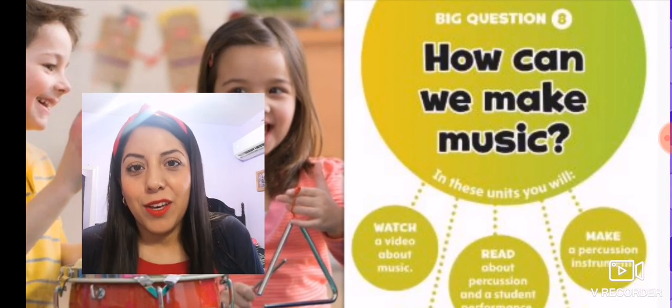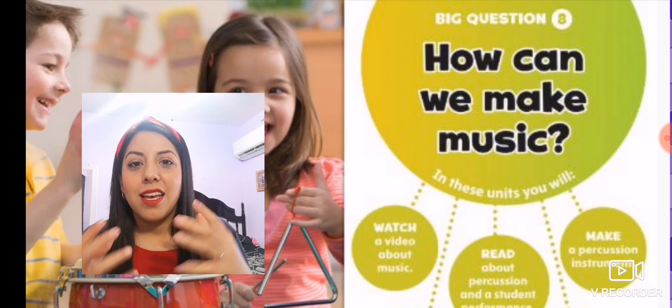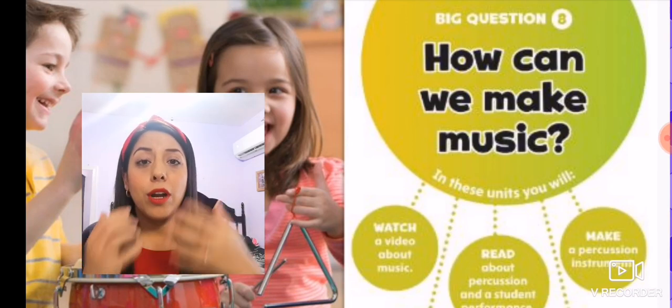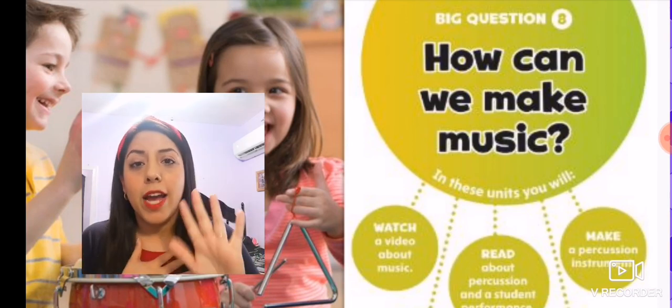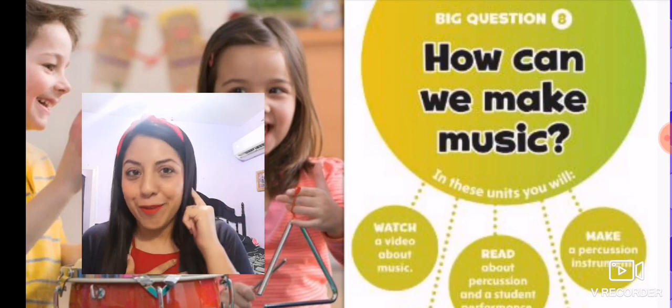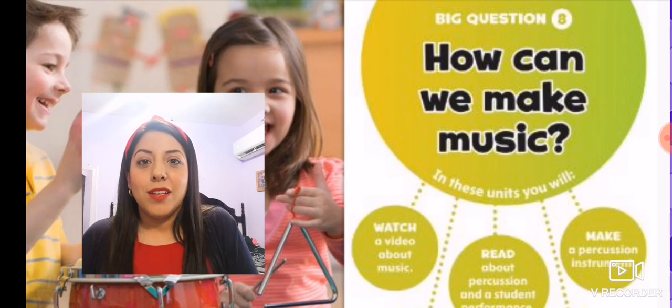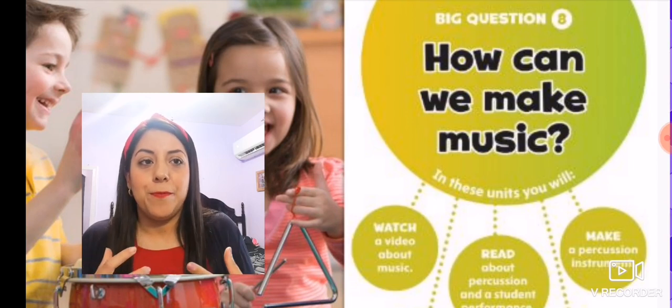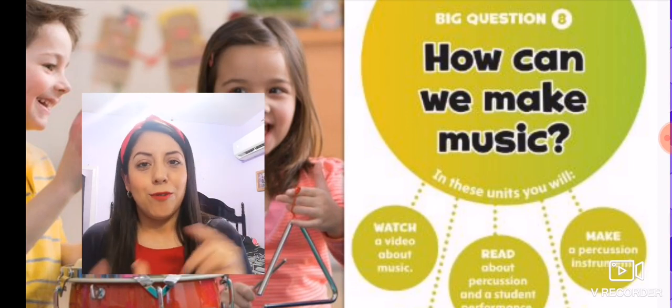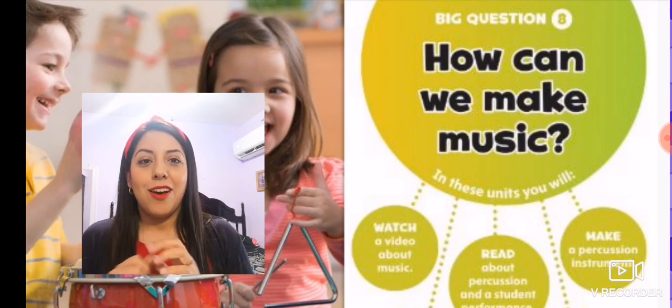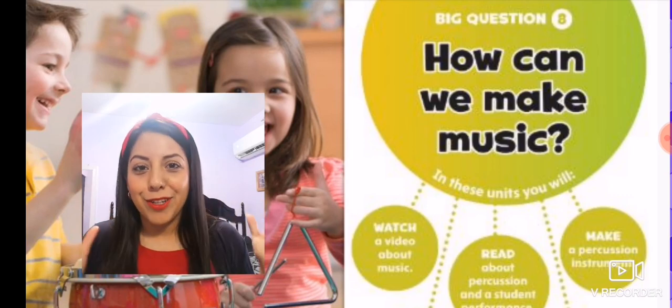To make music, we need to use our hands, our ears, our mouth, our nose, almost all the five senses, because we need to hear the music, we need to sing, we need to touch instruments with our hands. So it's a very good lesson today. I love music. I love rock music, pop music, all kinds of music, even reggaeton.